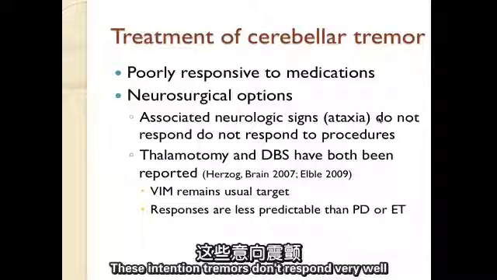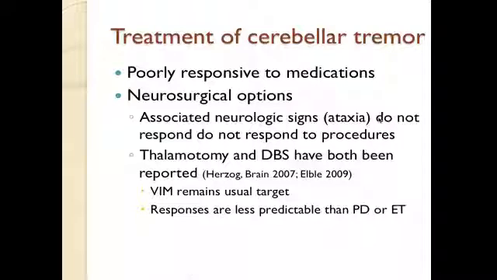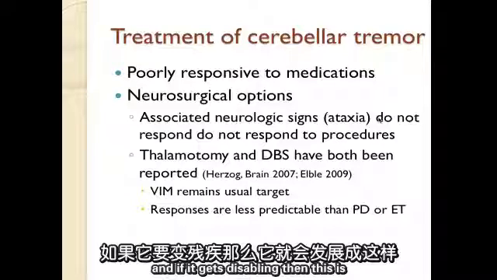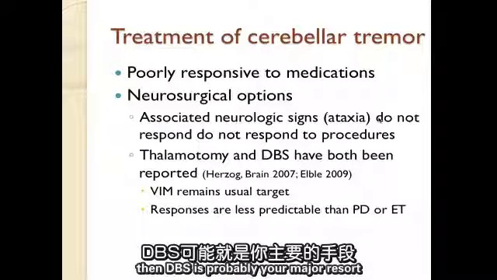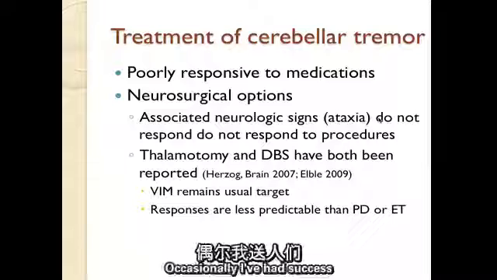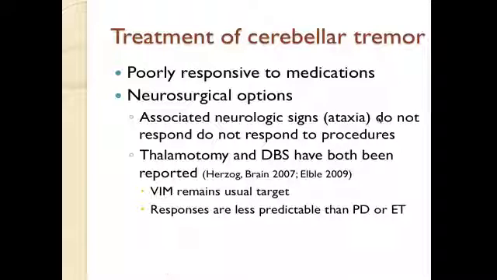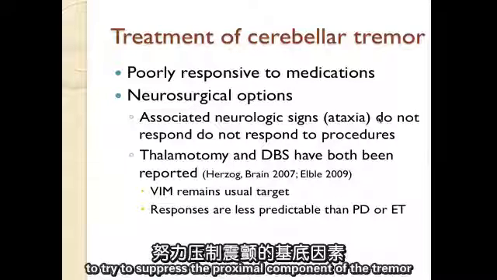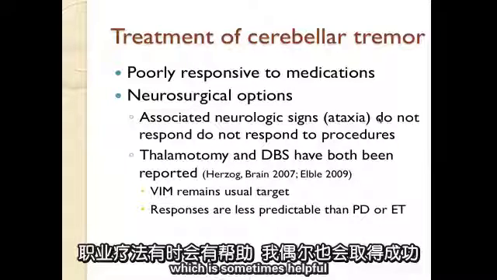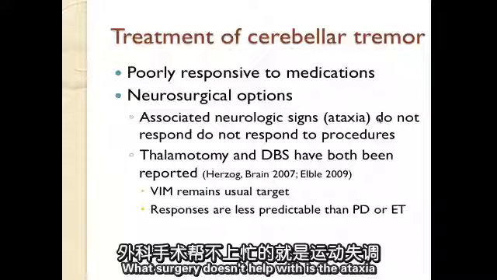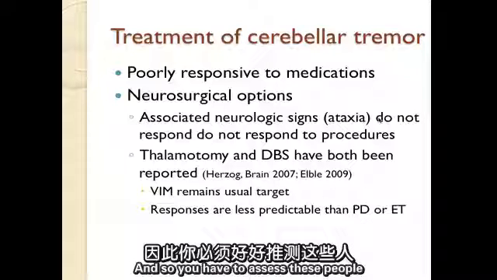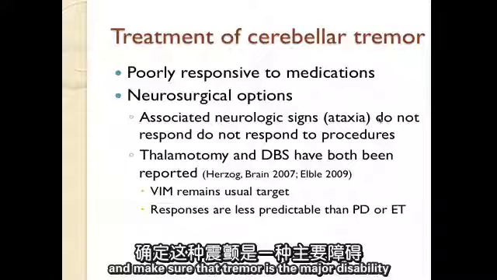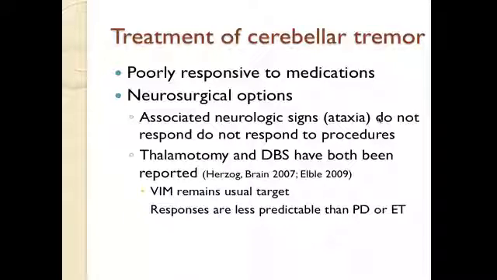These intention tremors don't respond very well to medications at all. And if it gets disabling, then DBS is probably your major resort. Occasionally, I've had success in sending people to occupational therapy for weighting of the limbs to try to suppress the proximal component of the tremor, which is sometimes helpful. What surgery doesn't help with is the ataxia. And so you have to assess these people and make sure that tremor is the major disability and not the ataxia.